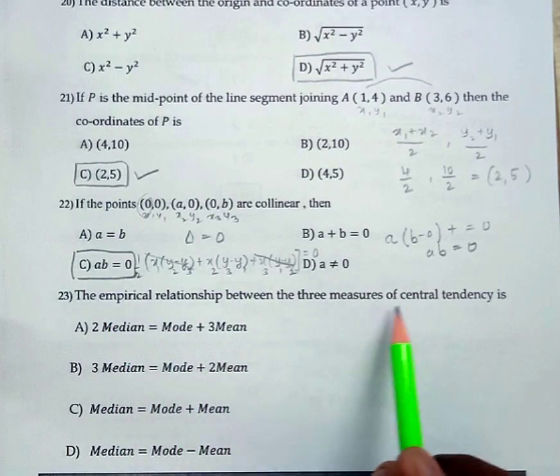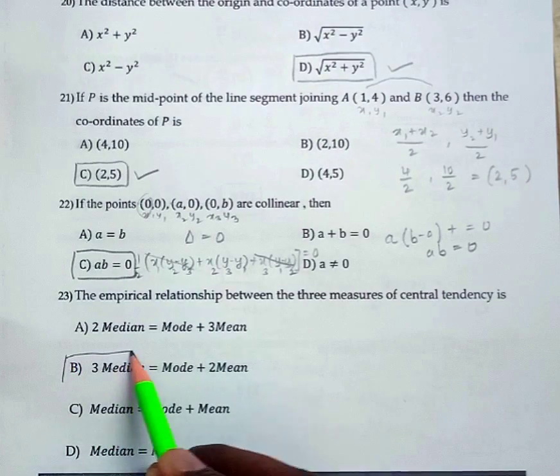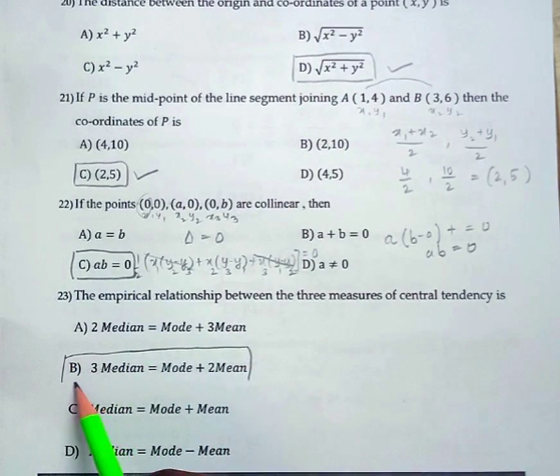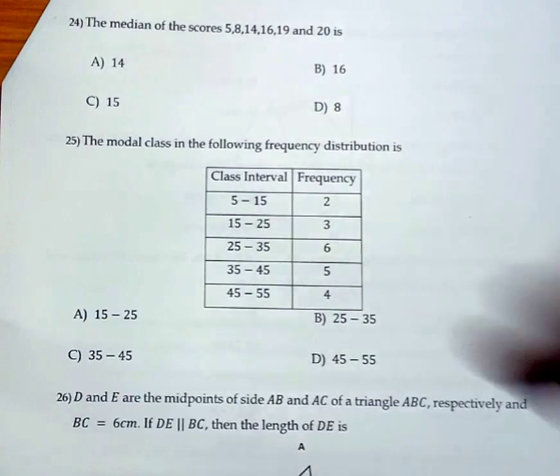The empirical relation between the three measures of central tendency is, the correct answer is 3 median equals mode plus 2 mean. Now, moving to next question.